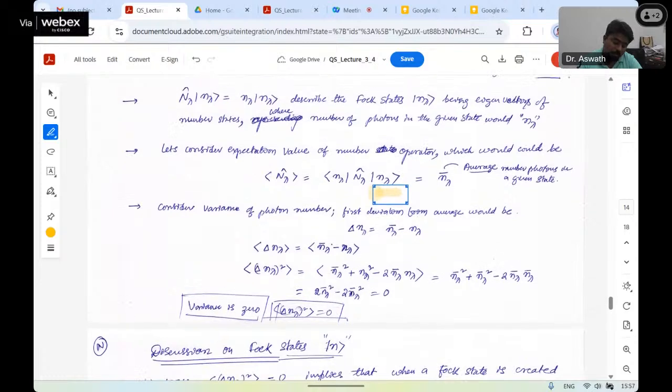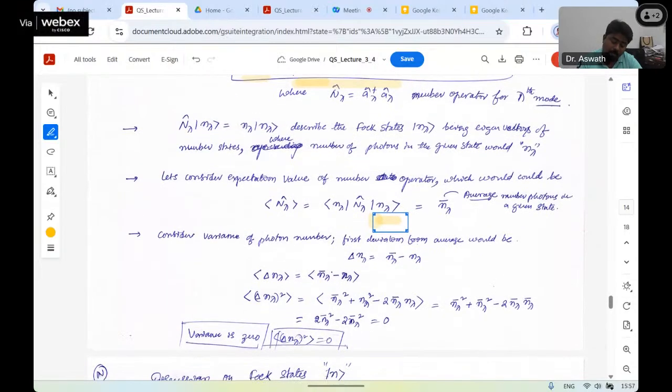And now I just conclude for today. The important information which we gathered here is, if we try to find the expectation value of the number operator for a particular lambda mode, which is some number, let's say that the expectation value is the average value.